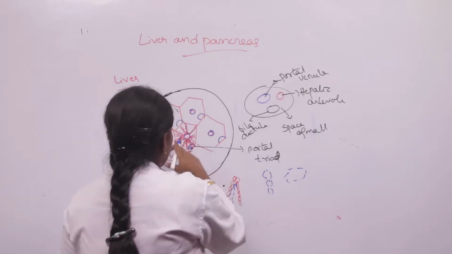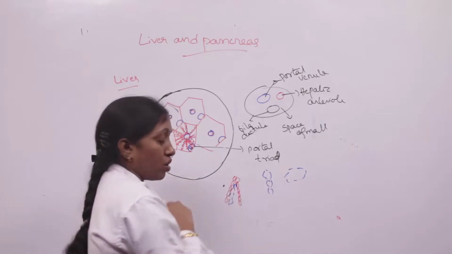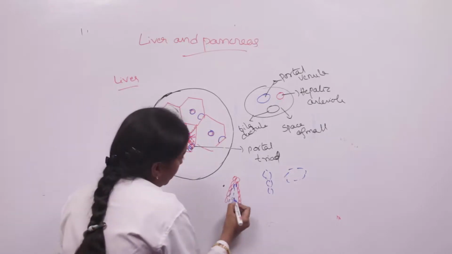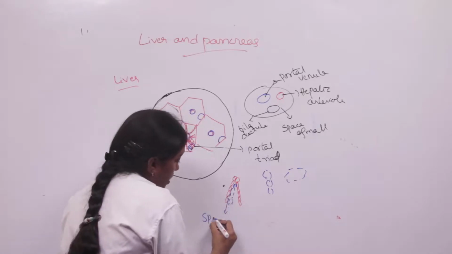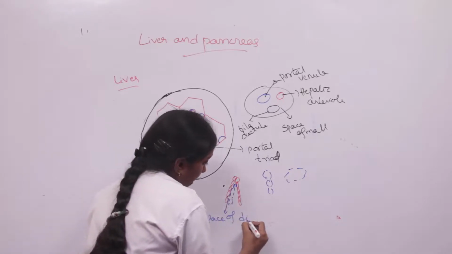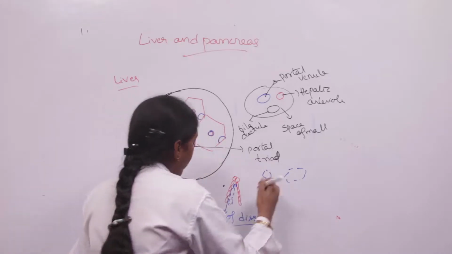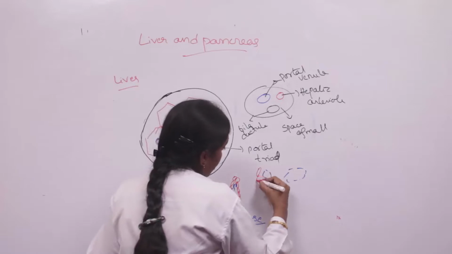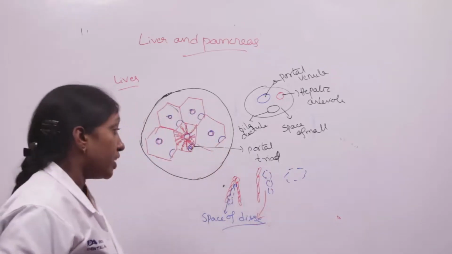So that's about the sinusoids and the hepatic cords of cells. The space between the sinusoidal surface and the hepatic cords of cells, we call it the space of Disse. The space of Disse is nothing but a gap between the hepatic cords of cells and the sinusoids.